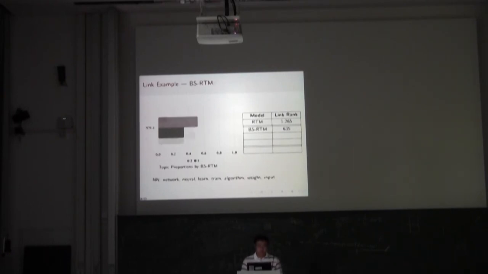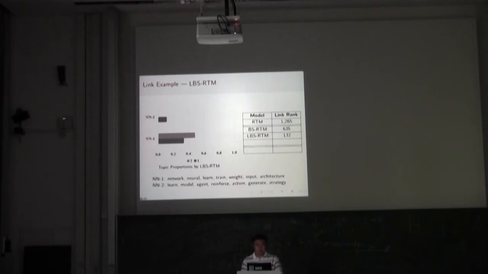And then in the third step, we add the lexical weights. So here we also have two neural network topics, but as we can see, the second neural network topic is not very related to neural network, but this model is accurate. It does not assign much weight on the second neural network topic. Instead, it assigns most of the weight on the first one. So link rank is much better.